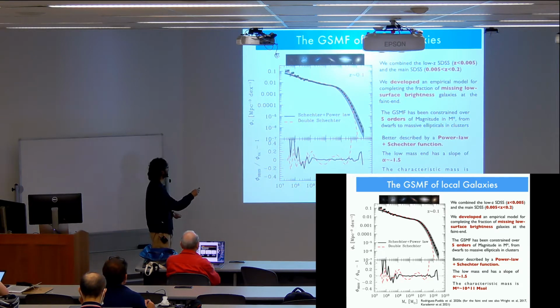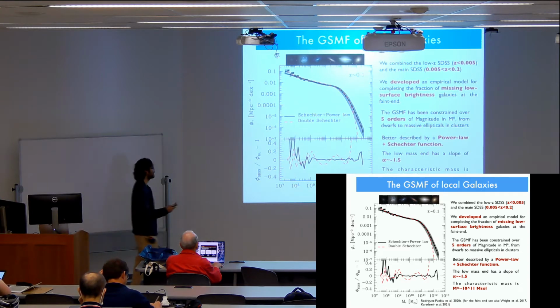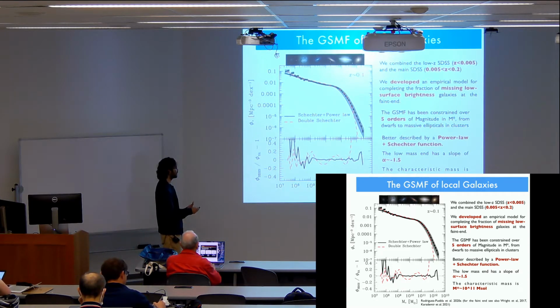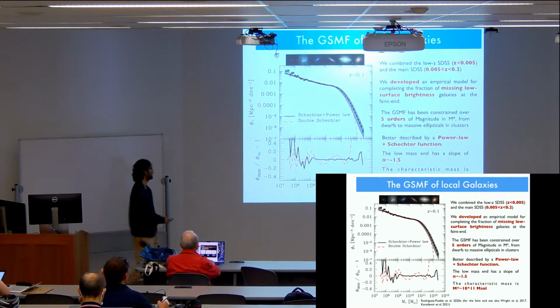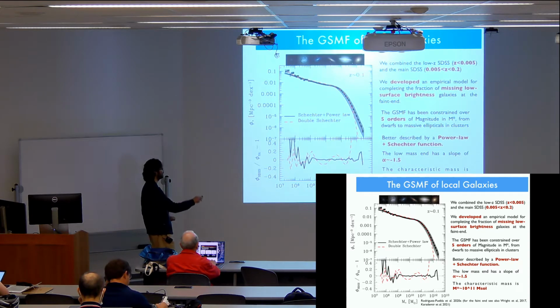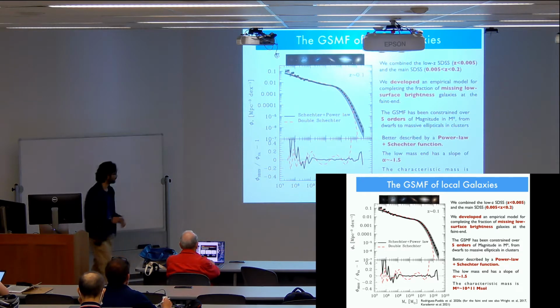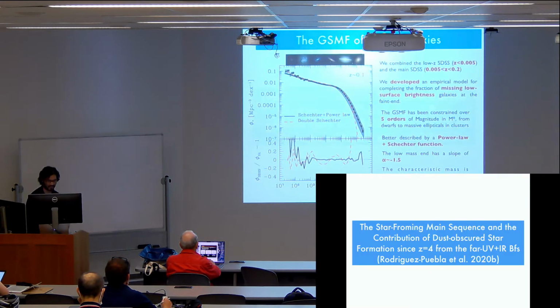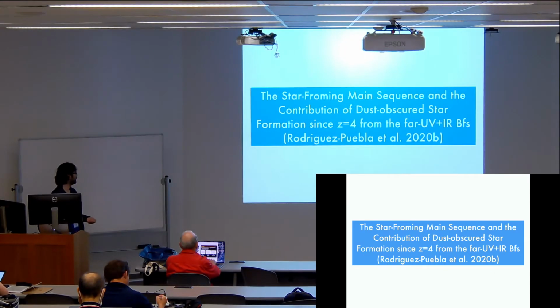What you see here is that the points are our measurements and the solid line is our best fit. We compared to a double Schechter function fit, and we noticed that a double Schechter fit is not enough for this new galaxy stellar mass function. A Schechter plus a power law was actually needed in order to constrain the massive end of the galaxy stellar mass function. Okay, so that was my quick introduction to that paper.